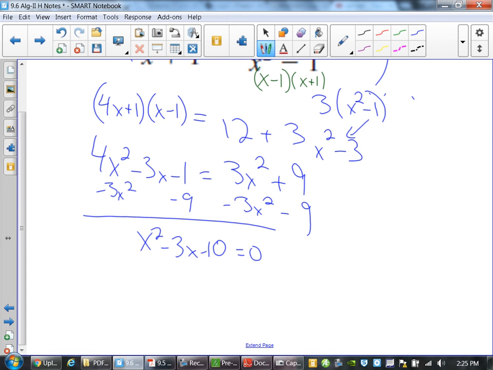What times what is negative 10, and you add together to get negative 3? Negative 5 and 2. Very good. Which gives you zeros at 5 and negative 2. And now all I have to do is double check to see if they work.